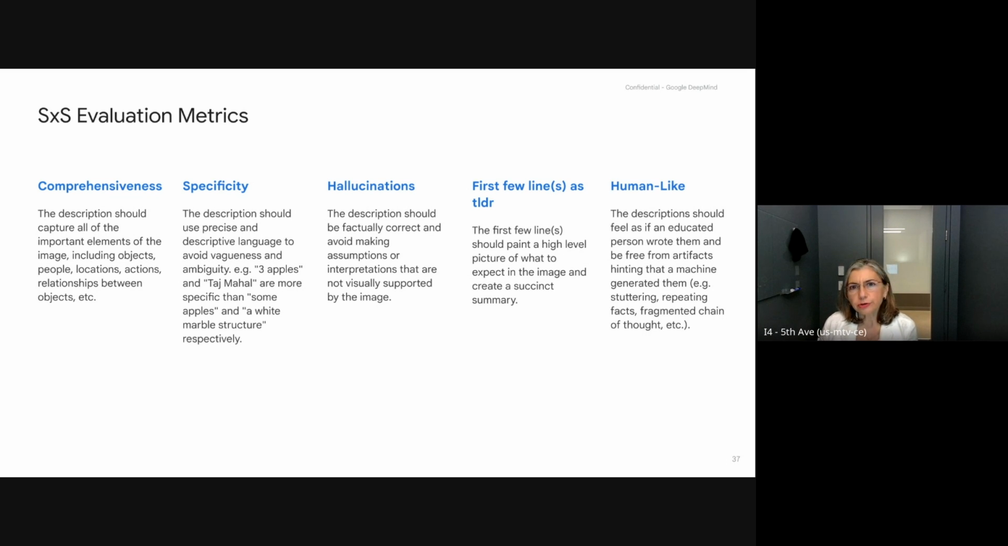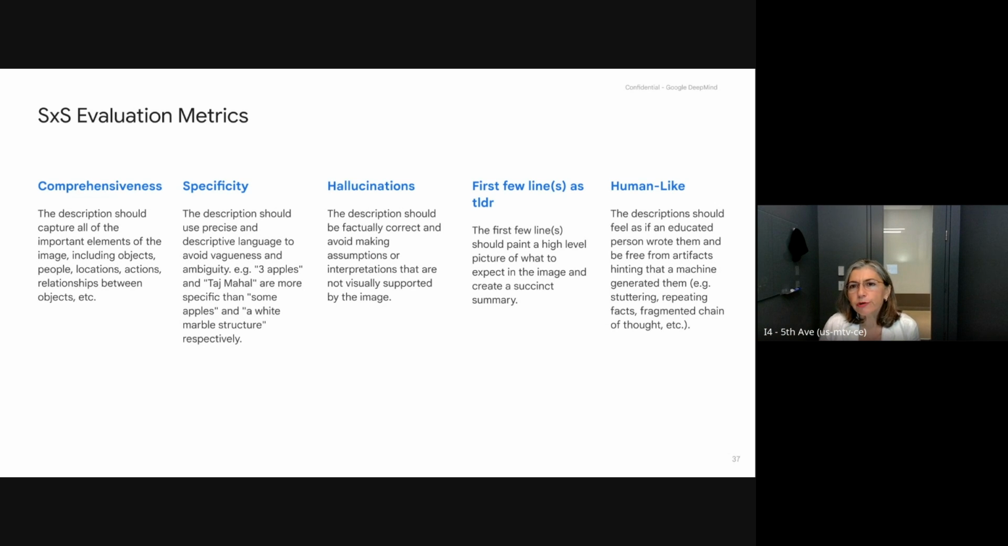We are also looking into what we call the first few lines as TLDR. Here our aim is to see if the first few lines of the image descriptions are painting a high-level picture of what to expect from this image. It's kind of like a summary of the image. We believe this is really important especially for these detailed, long, rich descriptions, because it sets a precedent for what to expect from the rest of the image description. It creates an overall picture before getting into the details.